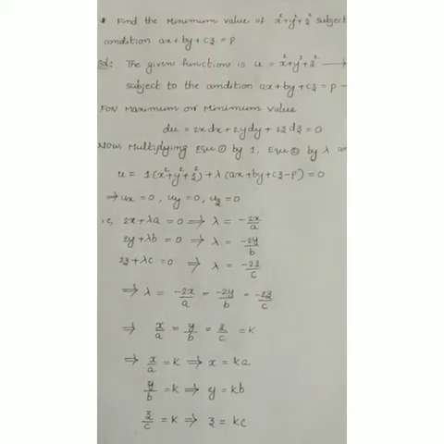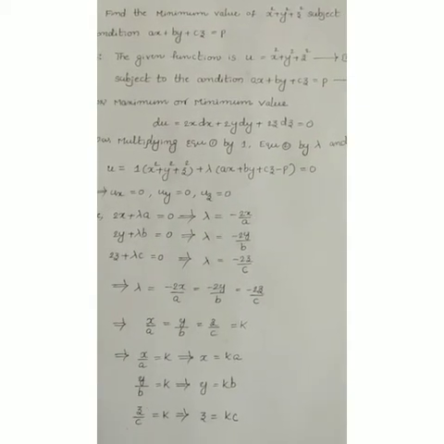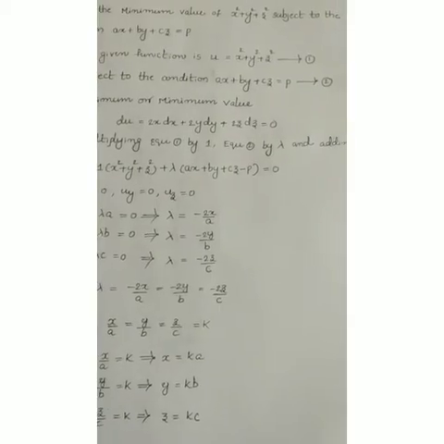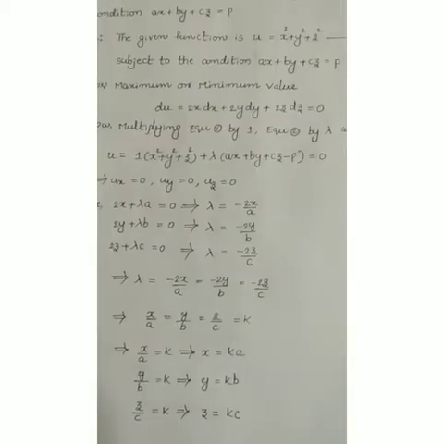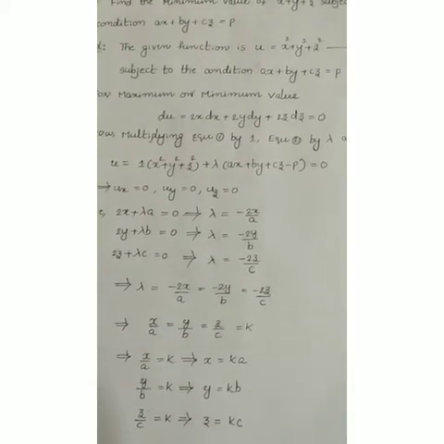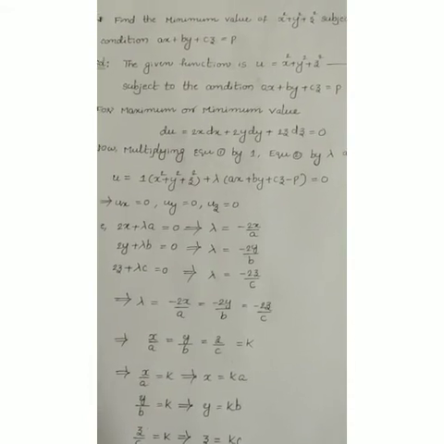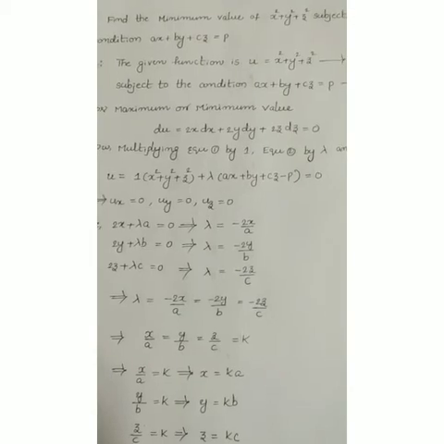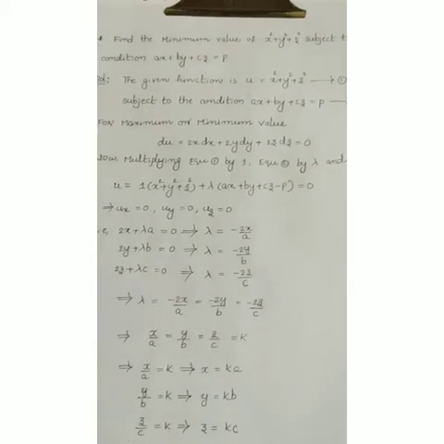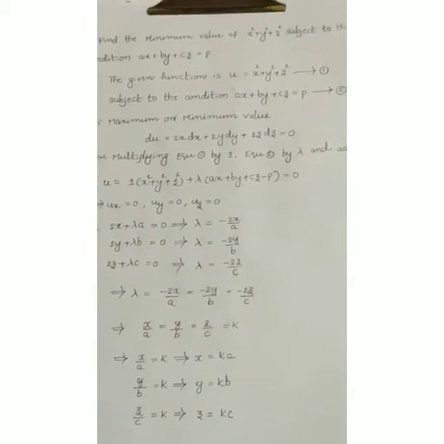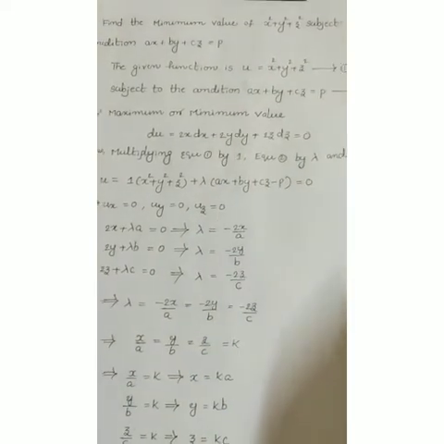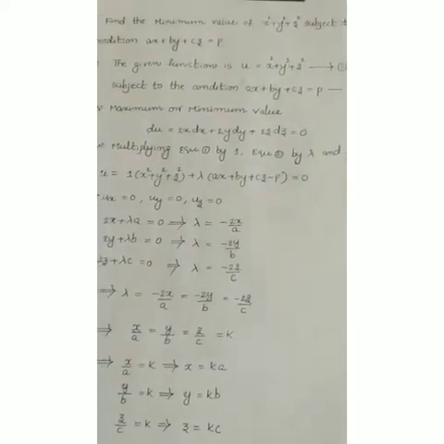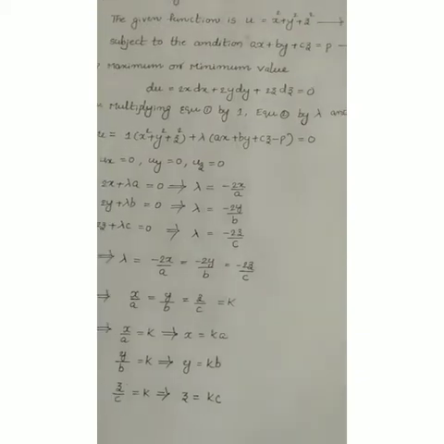Next question, find the minimum value of x square plus y square plus z square subject to the condition ax plus by plus cz equal to p. So here the given function is x square plus y square plus z square, and the given condition is ax plus by plus cz equal to p. So u equal to x square plus y square plus z square is equation number 1, and ax plus by plus cz equal to p, this is equation number 2.